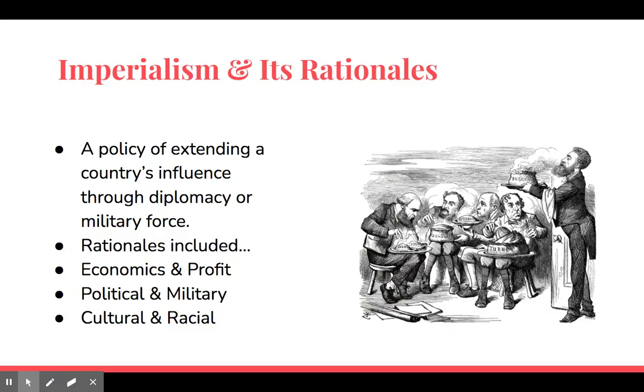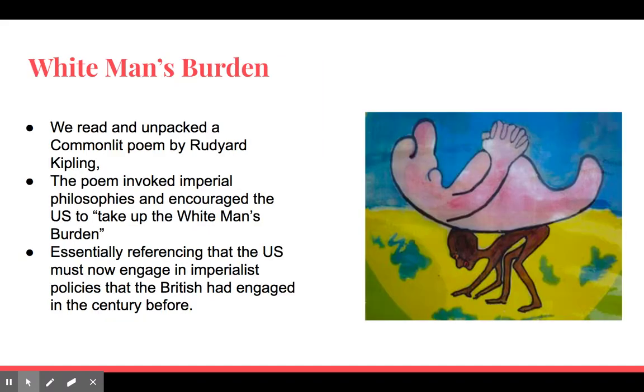We continued our exploration of imperialism and its rationales, defining imperialism as a policy of extending a country's influence through diplomacy or military force. And we listed and talked about certain rationales, including economics and profit, political and military rationales, such as the European powers that were competing with one another to establish both political and military power and influence in other areas of the world, as well as cultural and racial rationales, with the Europeans thinking that their civilization was superior to the civilizations that they came into contact with.